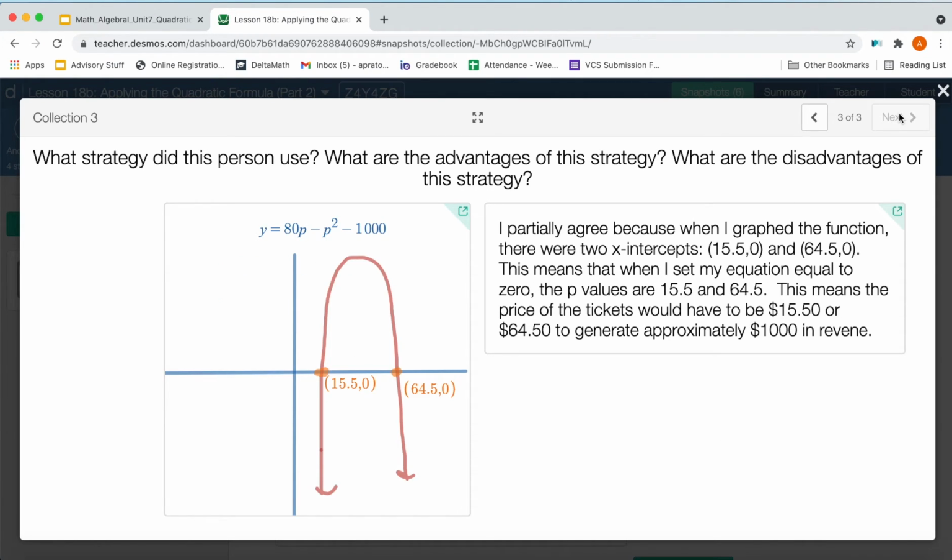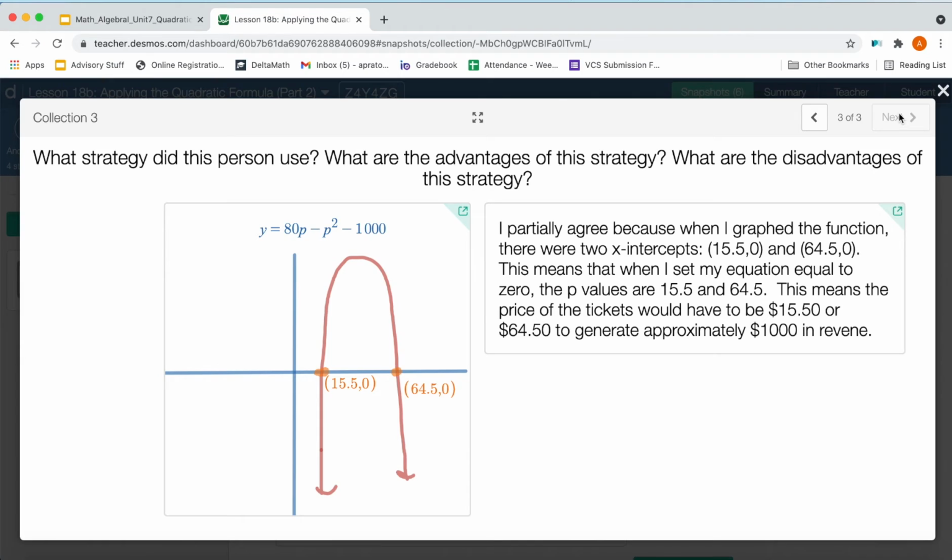And then the third strategy that I chose to feature here is graphing. And this student would have used a graphing calculator. And while students are working, you can encourage them to have a graphing calculator open. You can encourage specific students to try to use a graphing calculator because they might not immediately gravitate towards this.